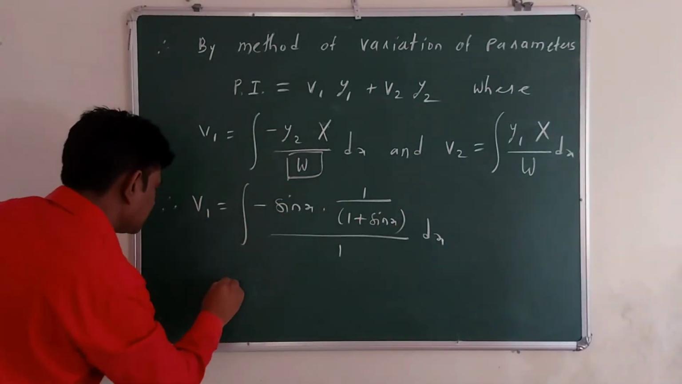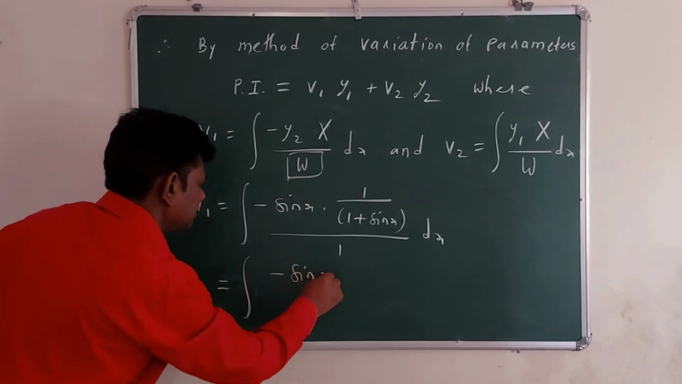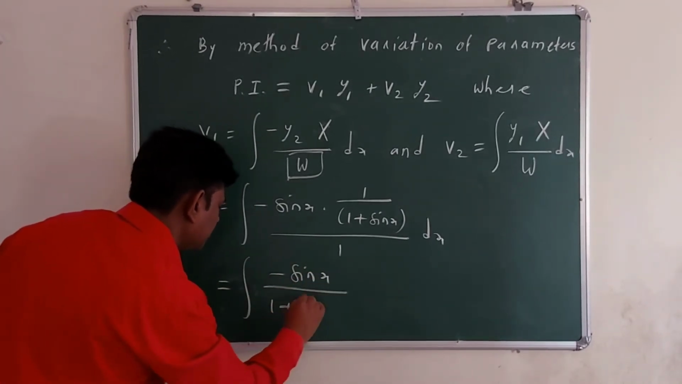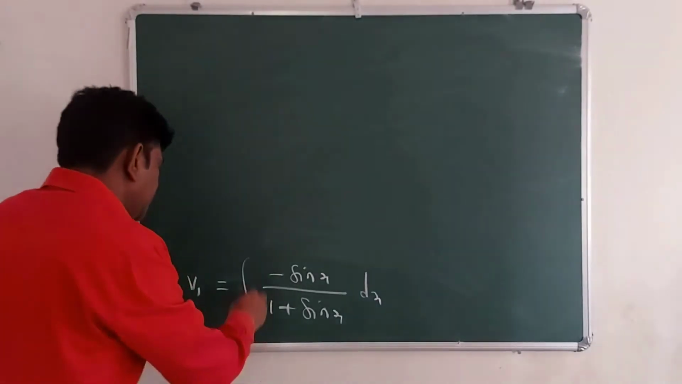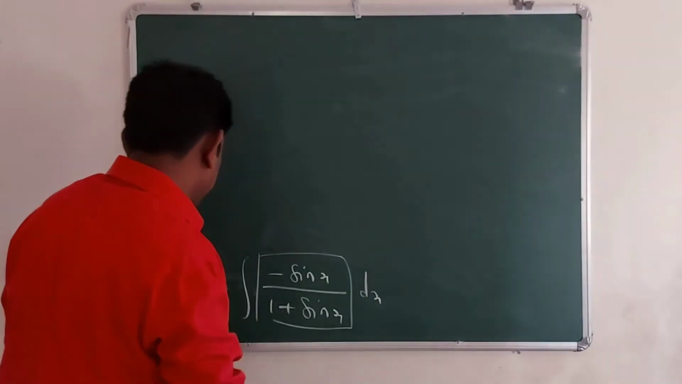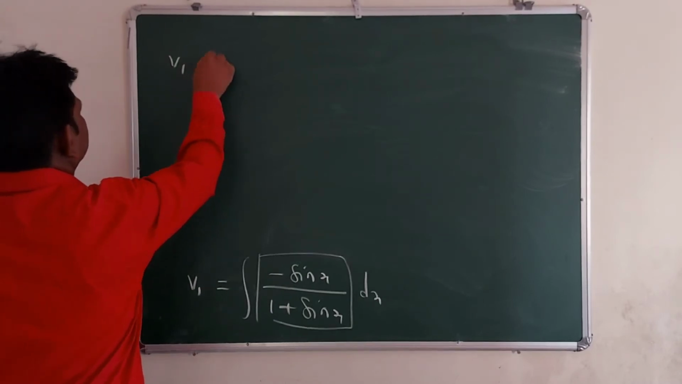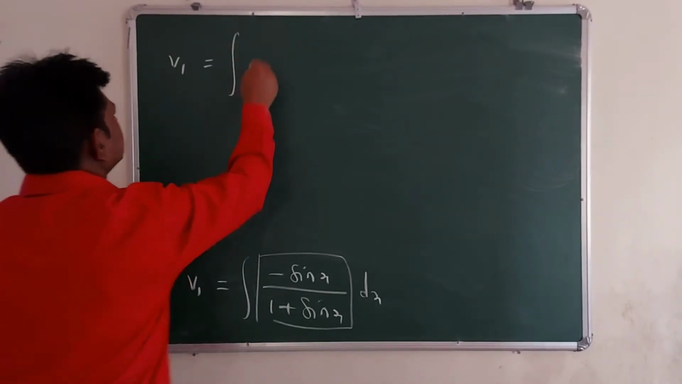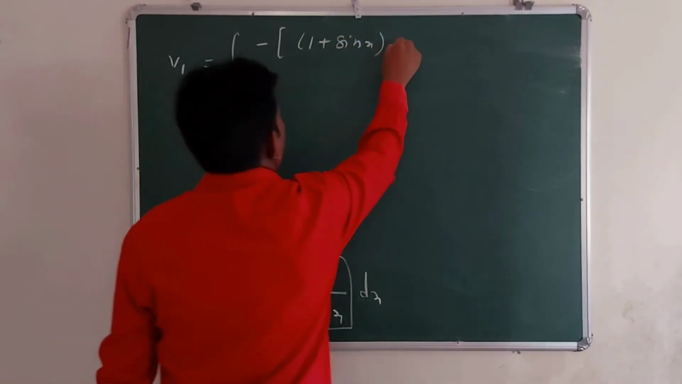So this is equal to the integral of -sin x/(1 + sin x) dx. Now for the integration of this -sin x/(1 + sin x), we write -sin x as -(1 + sin x) + 1, so v1 is equal to the integral of -(1 + sin x - 1).